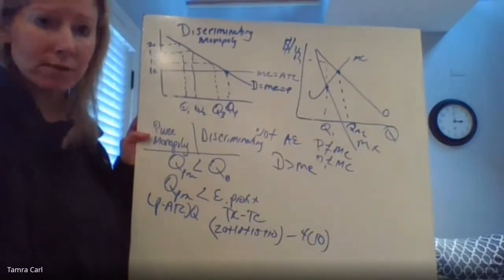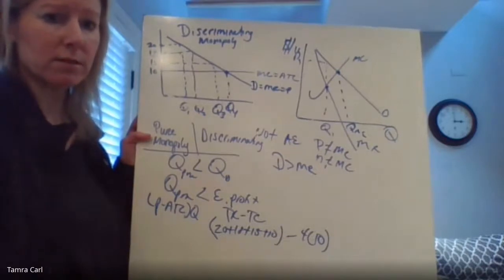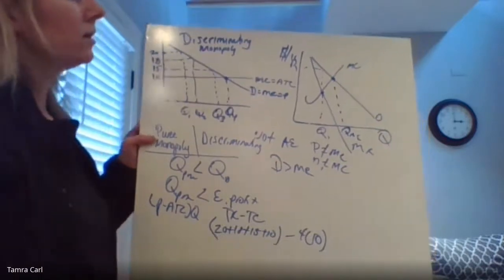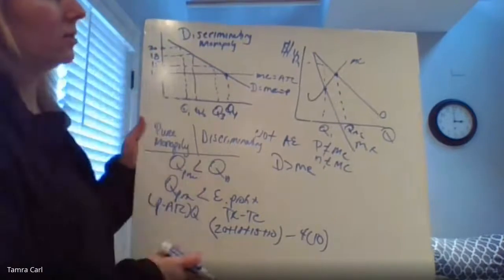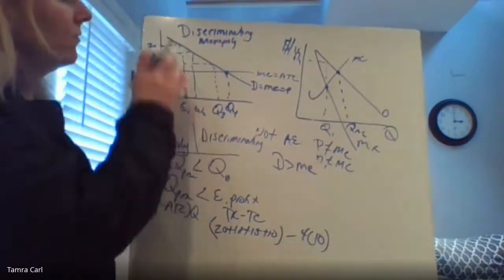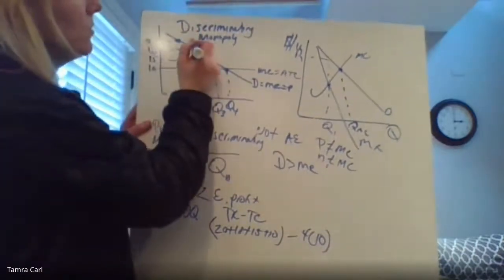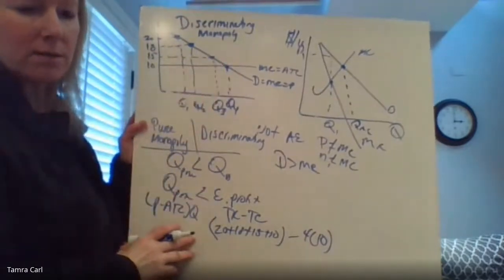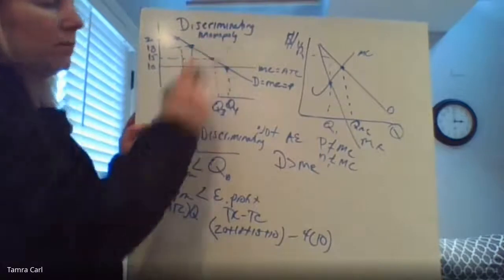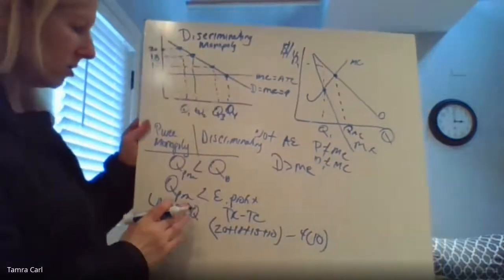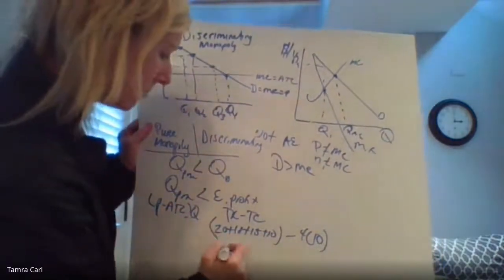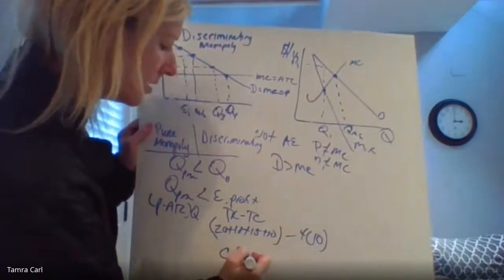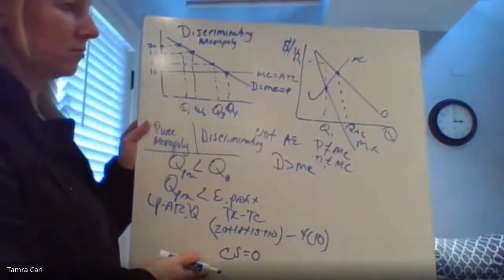But the other good one to ask you about is consumer surplus. If I'm looking at the consumer surplus of this firm, which is a discriminating monopoly, there is no consumer surplus. They're selling at the price at exactly what people are willing and able to buy it. And so for a discriminating monopoly, consumer surplus is always going to be equal to 0.